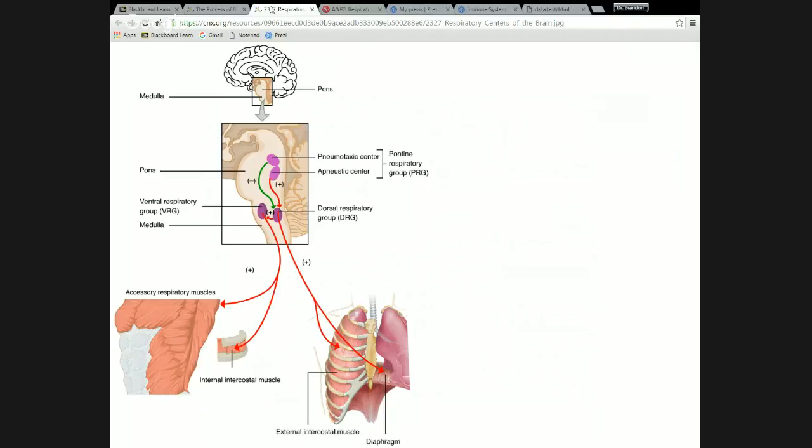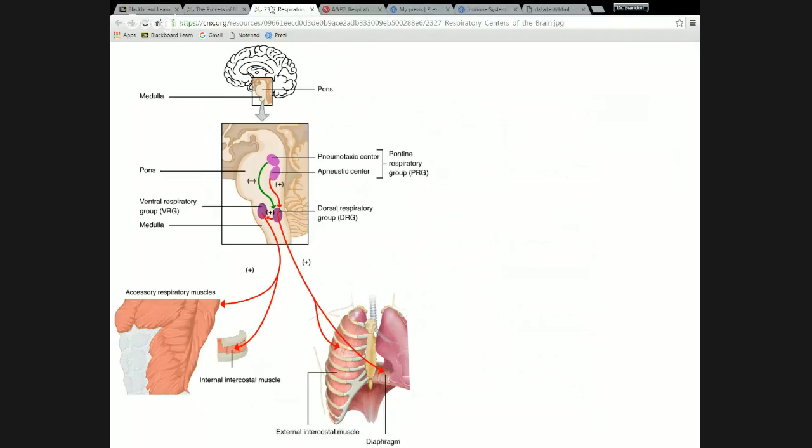Now, the reason why the DRG would need the VRG to do a little bit extra work is if a signal comes down from the apneustic center or the pneumotaxic center, the two pontine, meaning in the pons, nuclei, that influence the DRG. The apneustic center will increase activity in the DRG so that it will breathe faster, and the pneumotaxic will slow it down so that we breathe slower. Now, the question here is what tells these two centers to do their job.